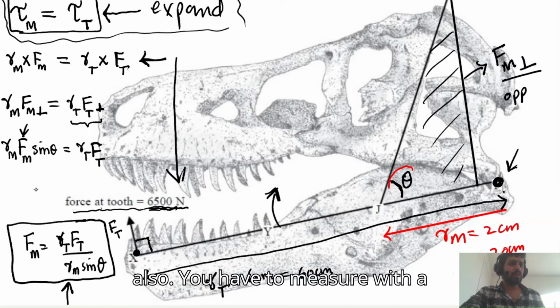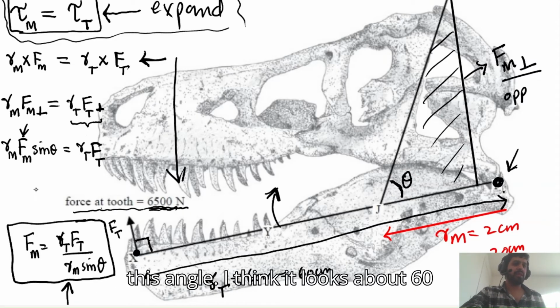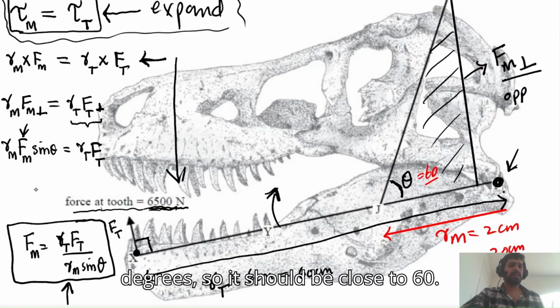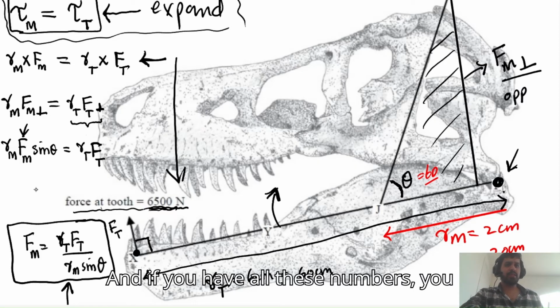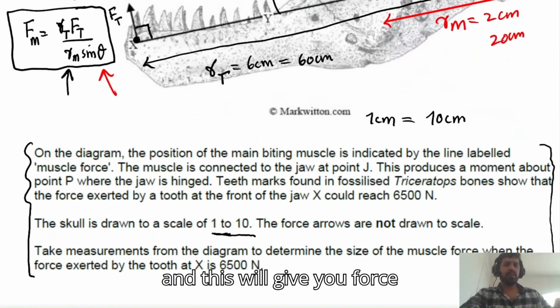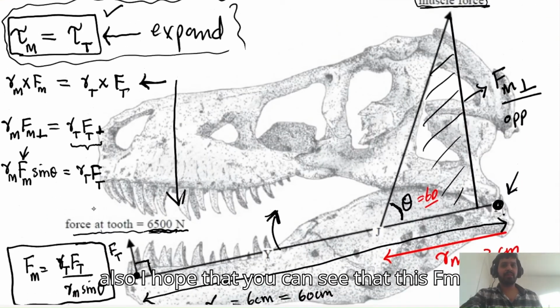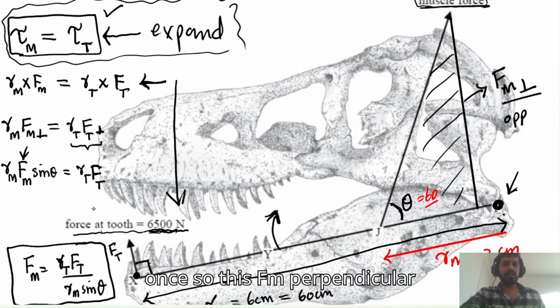And this angle also, you have to measure with a protractor or something. You can measure this angle. I think it looks about 60 degrees. So it should be close to 60. And if you have all these numbers, you can just substitute here in this equation, and this will give you the force of the muscle.